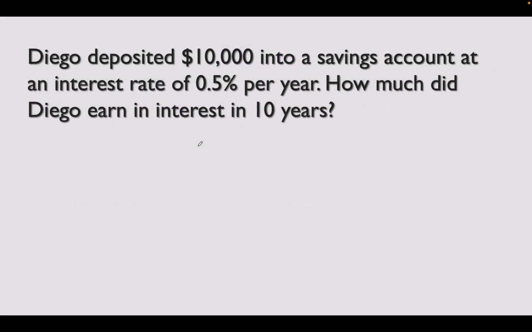So let's take a minute or two to try a couple examples and see if we have a slight understanding of simple interest. Pause the video so that you can practice. Diego deposited $10,000 into a savings account at an interest rate of 0.5% per year. How much did Diego earn in interest in 10 years?